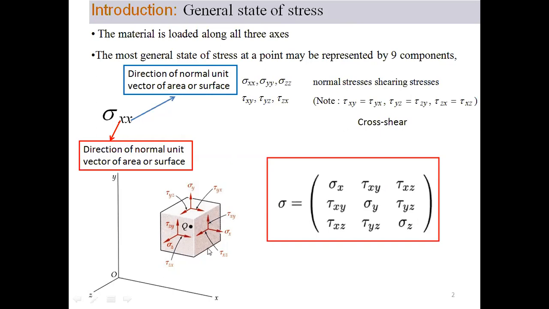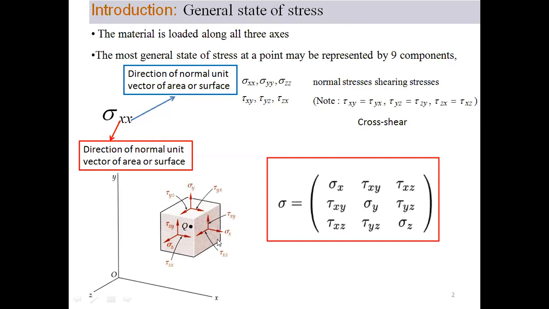We have already discussed that as we are talking about a point, and a point has zero volume, we could exaggerate that point into any shape. We could exaggerate it into a sphere, cube, cuboid, etc. So here we are exaggerating in order to visualize all of the 9 components. We are exaggerating the point into the shape of a cube. And here you could see all of the 9 stress components.